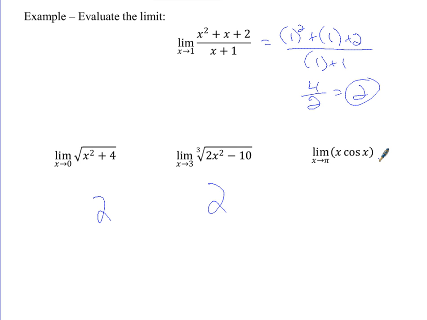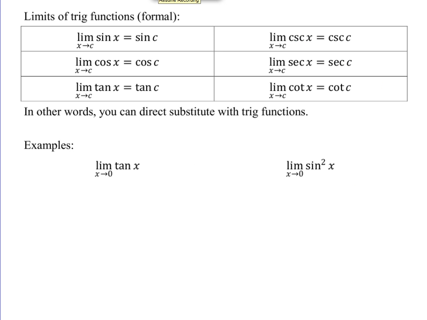It's -1. And then we have this x out front, so I get -pi. So here's our formal trig function limits. I'm going to make your day and tell you that the ones on the left, sine, cosine, and tangent, are the ones we're going to generally be working with in this class. Occasionally, we'll work with secant, cosecant, and cotangent.